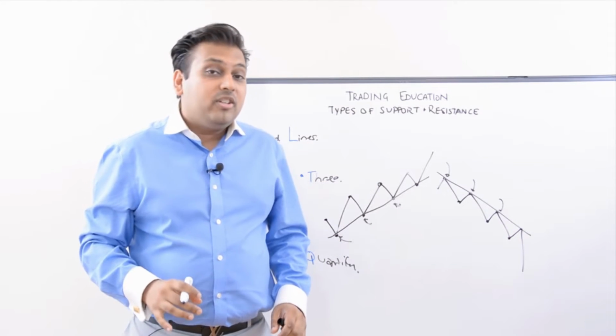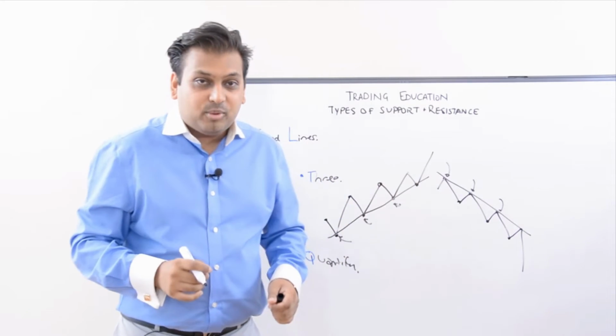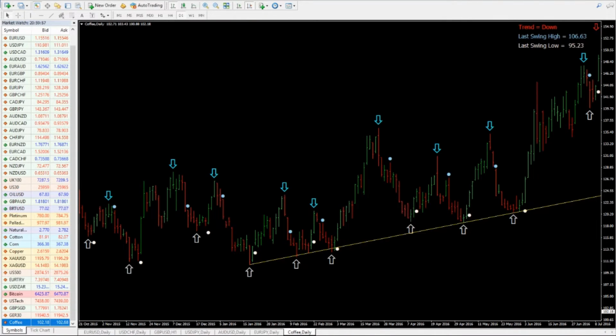Let's now go on to look at some live examples. So traders, let's now look at some live examples of trend lines. Here I am on the daily coffee chart. I've got a multiple set of examples for you here for trend lines. They're relatively easy to find.